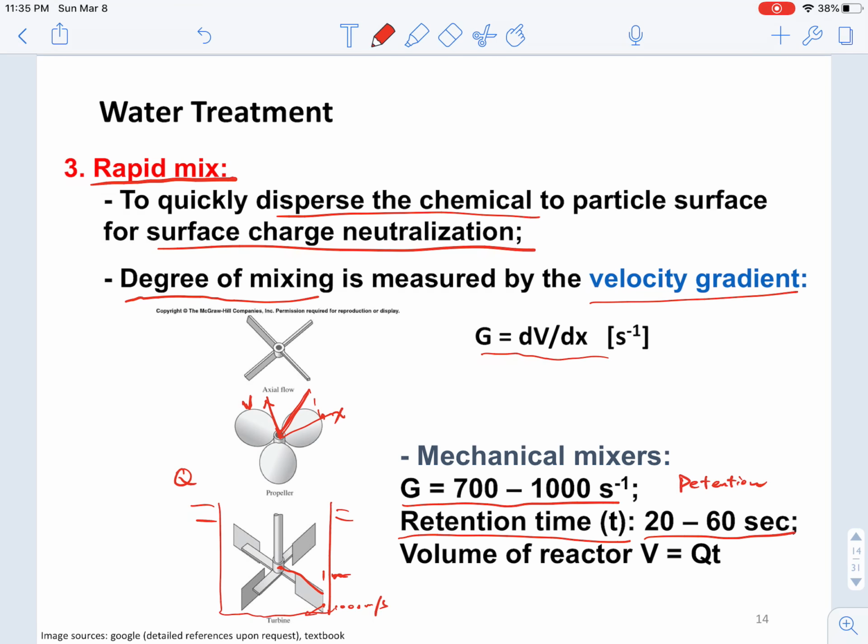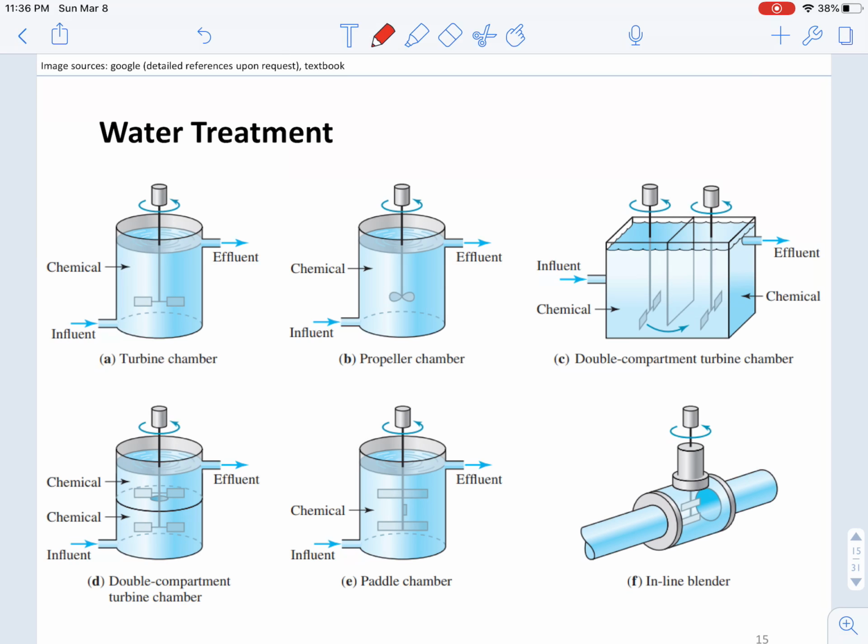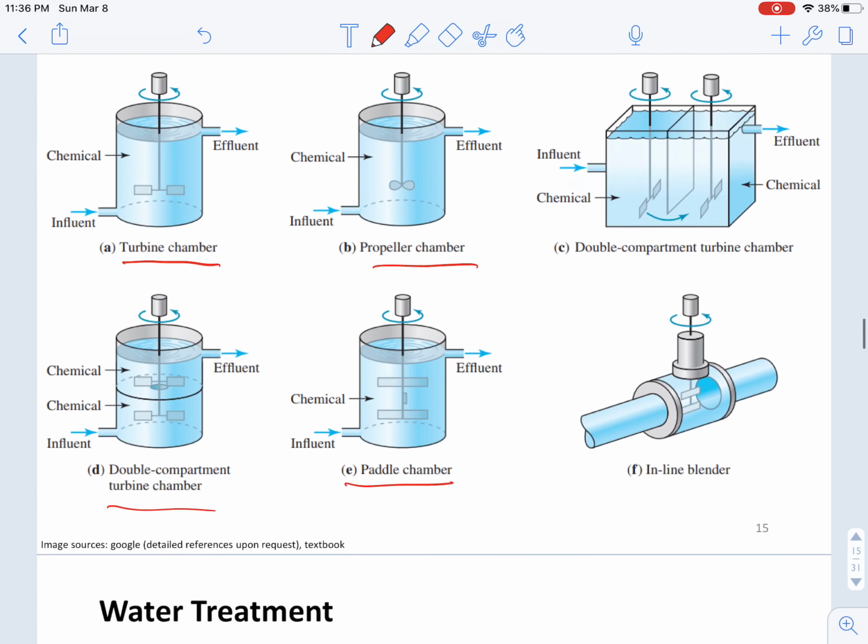For example, if this mixing tank has a flow rate of 100 meter cube per second, and it has a retention time of 20 seconds, it simply means that the total volume should be 2000 meter cube. For rapid mixing, there can be all different types of designs. You can use a turbine chamber, a propeller chamber, and you can also design double stage or different compartments composing this chamber.